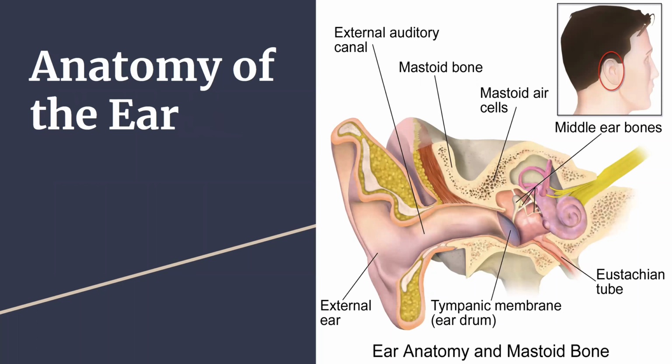So here you have the external ear, which is what we normally consider the ear, the flappy part at the outside. And then you have the middle ear, and you'll find in the middle ear the auditory canal, the mastoid bone, the mastoid ear cells, and tympanic membrane. And then you have the inner ear, and then you have the eustachian tube and other very important parts of the ear.